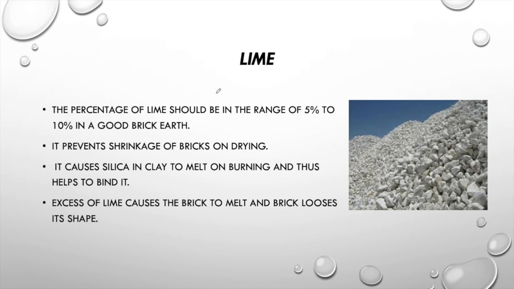Now the lime, if the lime is present in 5 to 10%, then it is very good for the brick earth, and it is very much responsible because it prevents the shrinkage of the bricks, and it causes silica in the clay to melt on burning and thus helps to bind it. So it acts as a binding material for the silica in the clay in the production of the bricks. Now if the excess of lime is present, then it may lead to a higher amount of the binding material, so it may lead the brick to melt and the brick loses its shape.